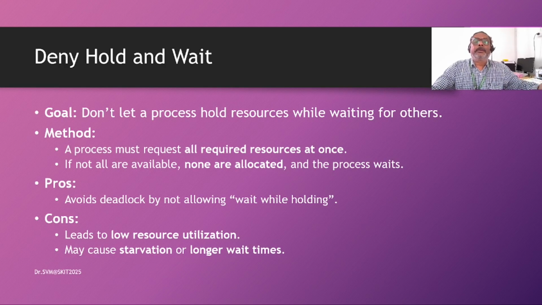It may happen that every time one or the other resource is not available, therefore the process will never get a situation where all the resources are available at the same time, and hence will not get an allotment and cannot continue. So it may so happen that a process keeps starving all the time, or even may not starve but may have a very long waiting time. So that is the negative side of denying hold and wait.